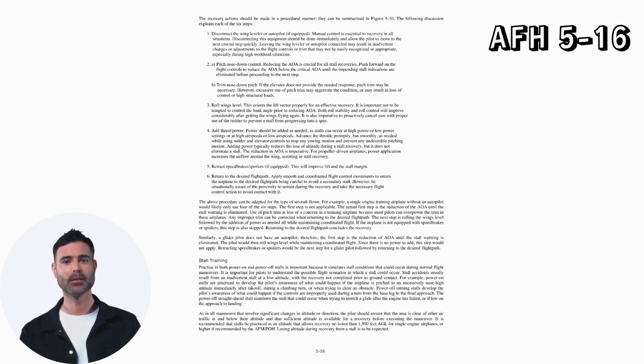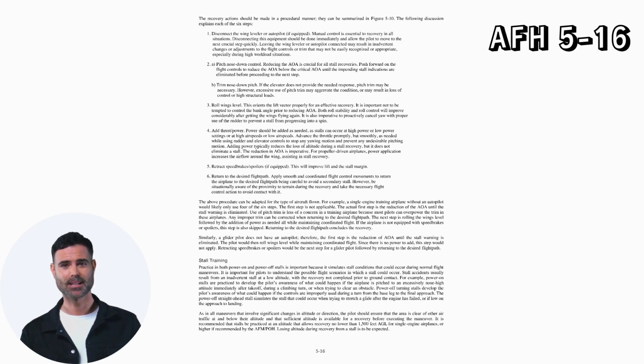3. Roll wings level. This orients the lift vector properly for an effective recovery. It is important not to be tempted to control the bank angle prior to reducing AOA. Both roll stability and roll control will improve considerably after getting the wings flying again. It is also imperative to proactively cancel yaw with proper use of the rudder to prevent a stall from progressing into a spin.